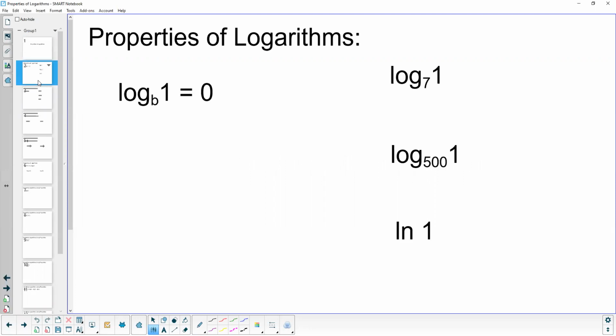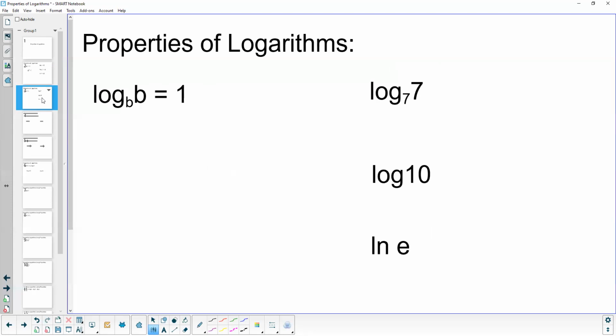So when it comes to properties of logarithms, the most basic one is the fact that the logarithm of one, regardless of the base, is always going to be 0. And the reason why is, remember when we rewrite a logarithm as an exponential, we take our base, what it's equal to is our exponent, and that's equal to 1. And anything to the power of 0 is 1. Therefore, a log of any base of 1 is going to be 0. So that means that log base 7 of 1 is 0, log base 500 of 1 is 0, and the natural log of 1 is 0, because that applies in every case.